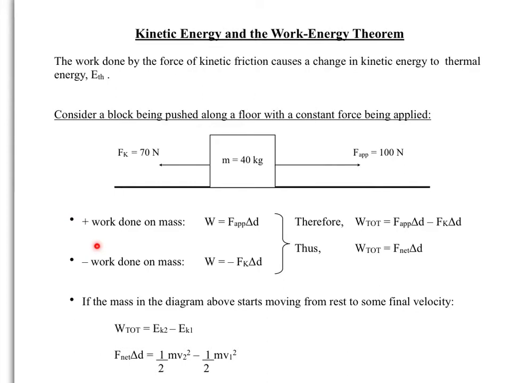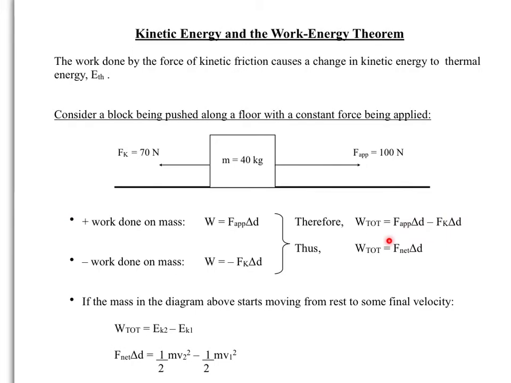So let's take a look at the work that's done by the applied force and the work that's done by the force of kinetic friction. If I were to take a look at the sum or the total work that's being done on the box, we can say that the total work being done on the box is equal to the work done by the applied force plus the work done by the force of kinetic friction. And since the work done by the force of kinetic friction is negative, it's F applied delta D minus force of kinetic friction delta D. If I factor out my delta D, what I'm left with on the right hand side is F applied minus Fk, which is simply nothing more than your net force.